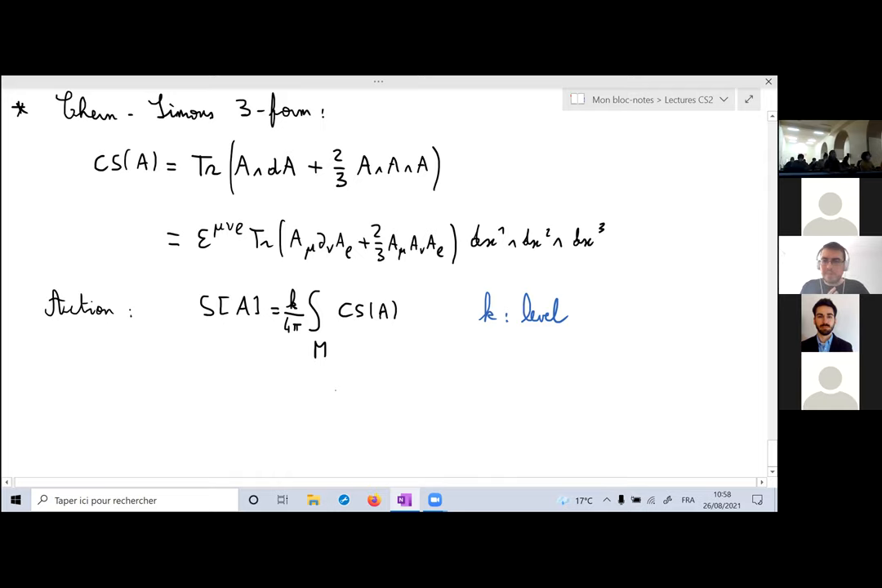Let me also say here, maybe I should have said this from the beginning, that I will focus mostly on just the classical properties of this Chern-Simons theory. Actually, its quantum properties are extremely important in the literature, both in physics and mathematics, and have led to many important discoveries. But for what we'll do in these lectures, the classical theory will be enough.